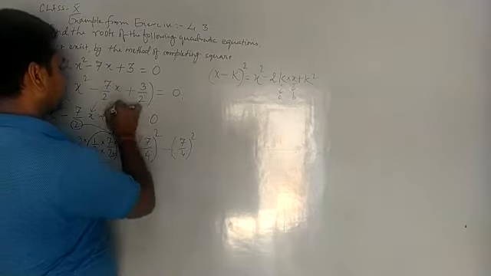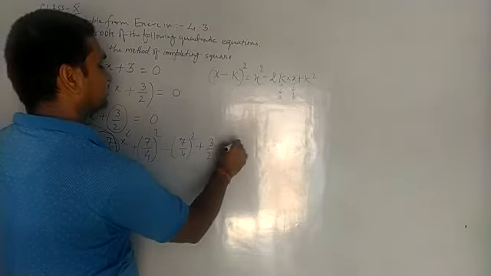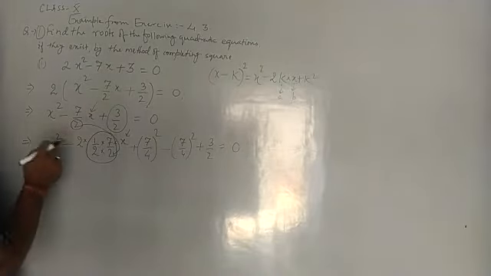And what was the extra thing? Plus 3 by 2. Ye 3 by 2 toh pehle se tha. That will give you 0. This is the crucial step to understand. Again, try to understand. Isko baar baar dekhna.